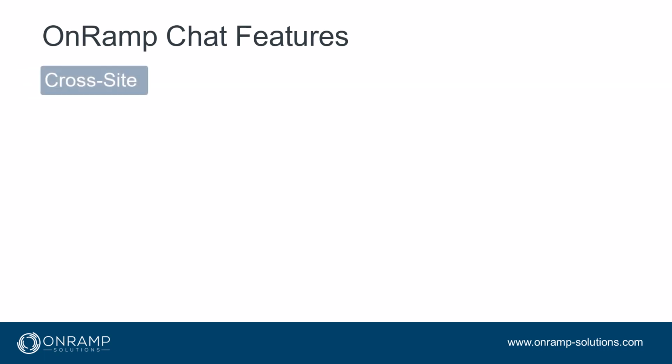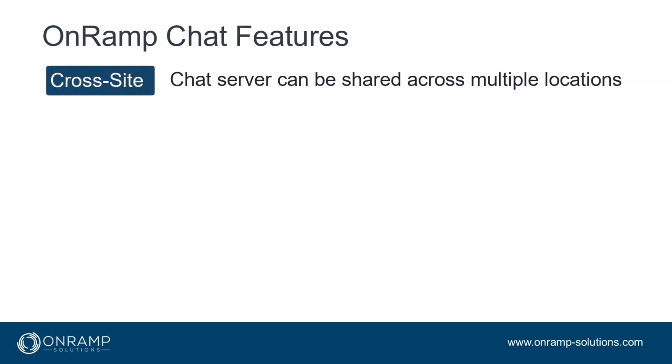OnRamp Chat is a cross-site feature, which means that by sharing a chat server with all your environments, you can chat across all your environments. For example, if you had a plant in California and another one in Canada, you can chat with all the users in both locations without having to sign in to different environments.